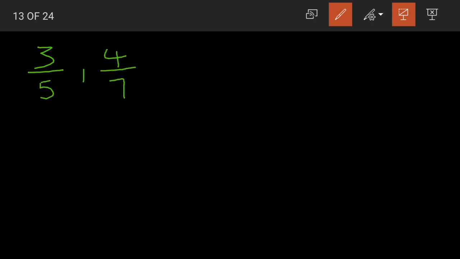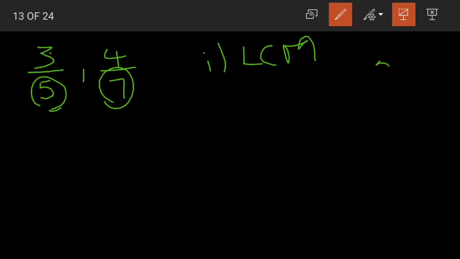Now how to do that? The first step is to find the LCM. You know LCM, right students? Least common multiple. Least common multiple of what? The numerators? No, denominators. Why the denominators only? Because if you remember the definition of like fractions, there the denominators were the same. So again here we'll find the LCM of our denominators.